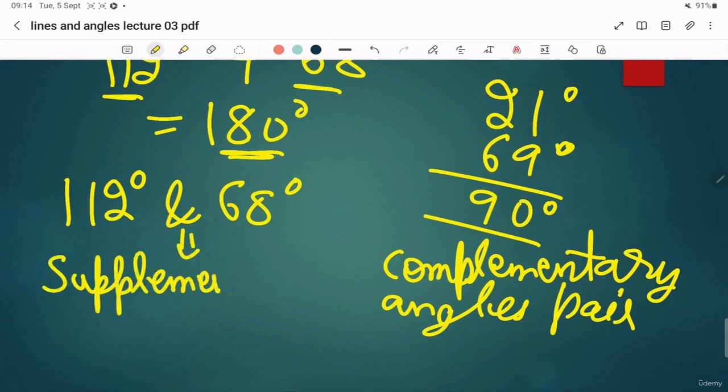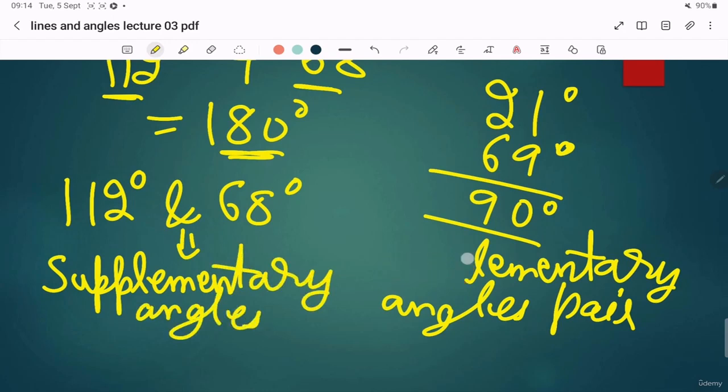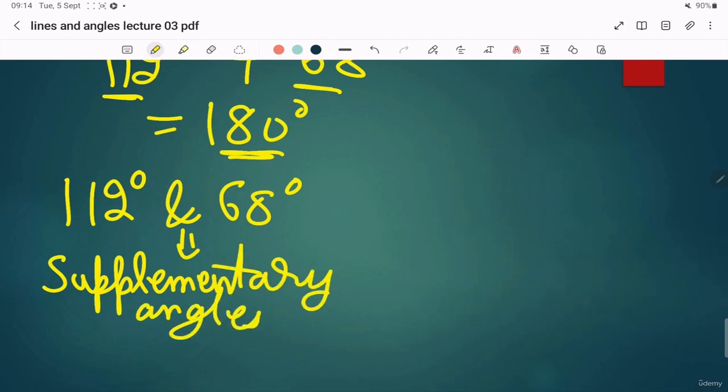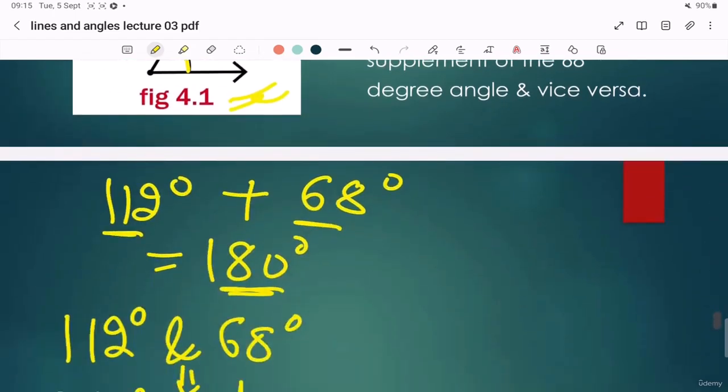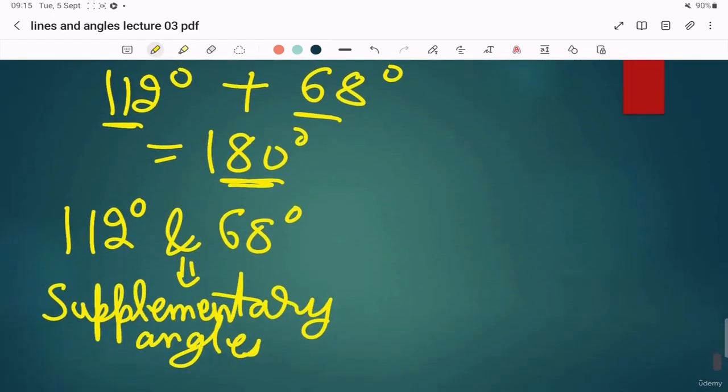Supplementary angles. In figure 4.1, in this figure, 112 degree angle is the supplement of 68 degrees angle. We can say 112 degrees is a supplement of 68 degrees angle, and vice versa is also true. That is, 68 degrees angle is supplement of 112 degrees angle. So the sum of two angles should be 180 degrees. Then only those angles will be supplementary.